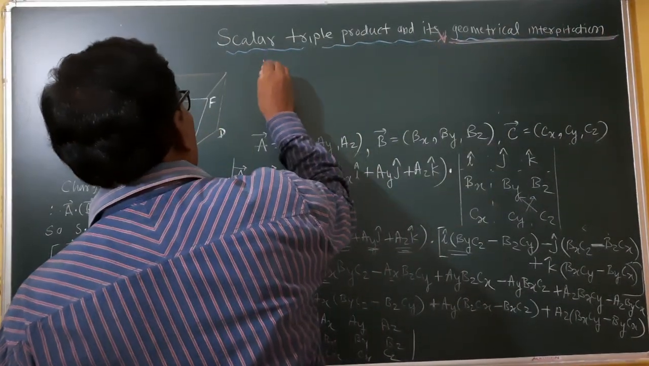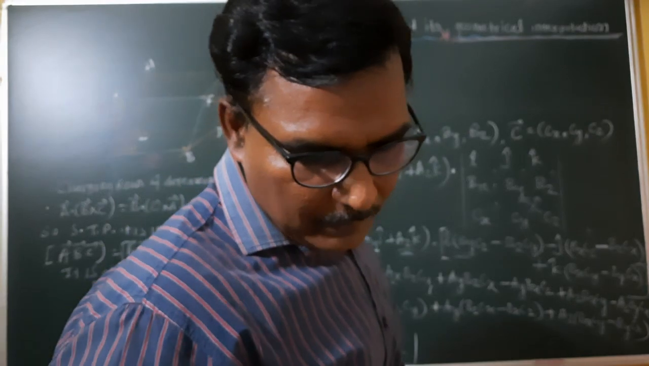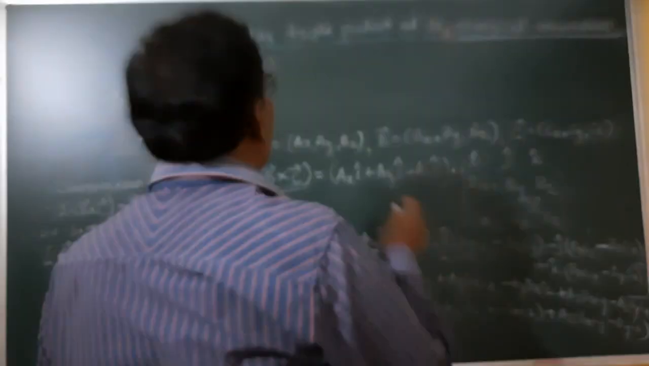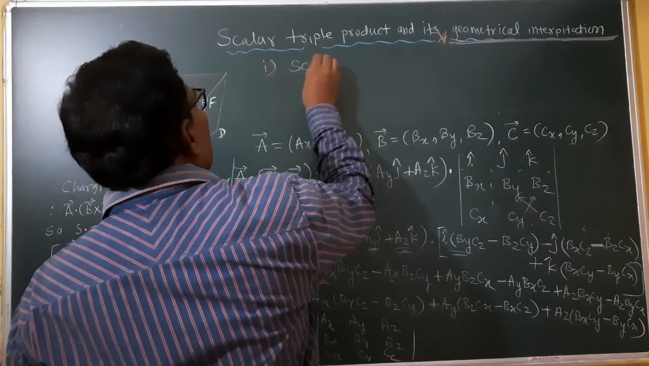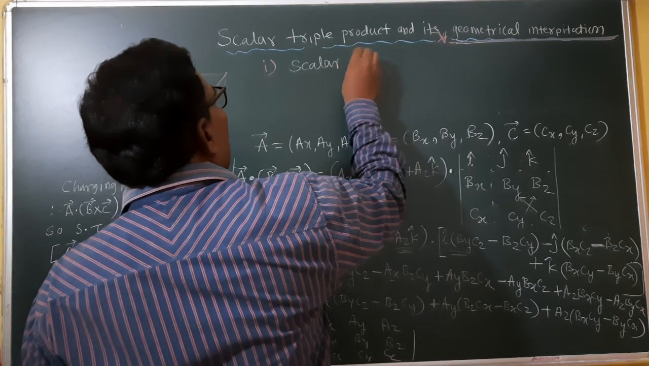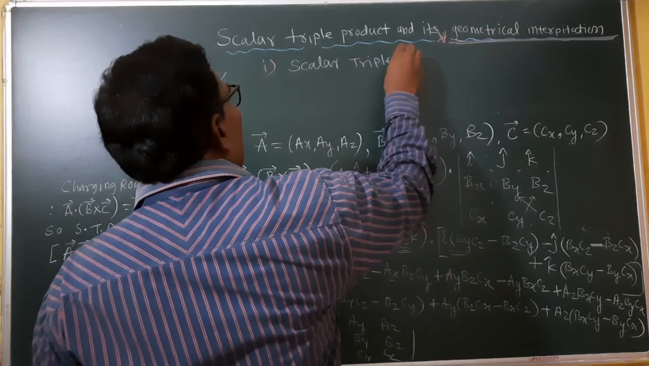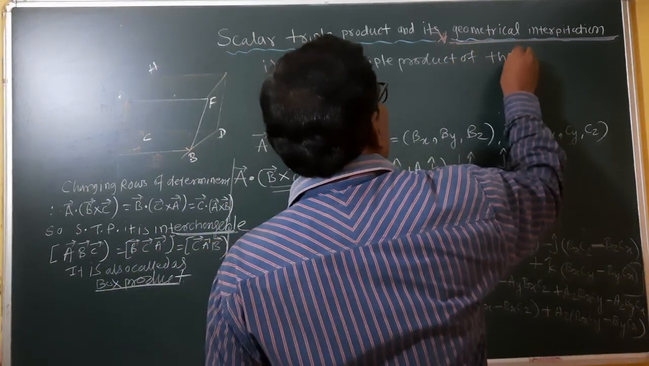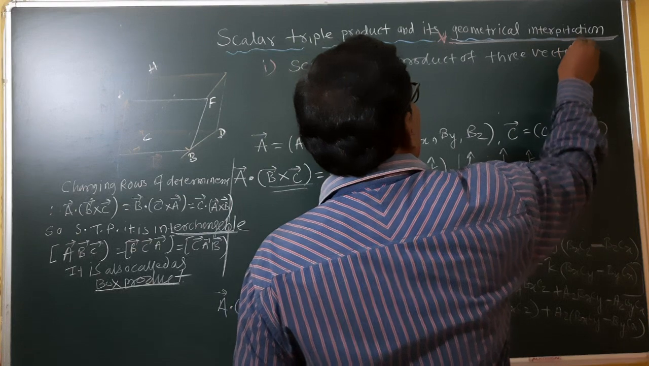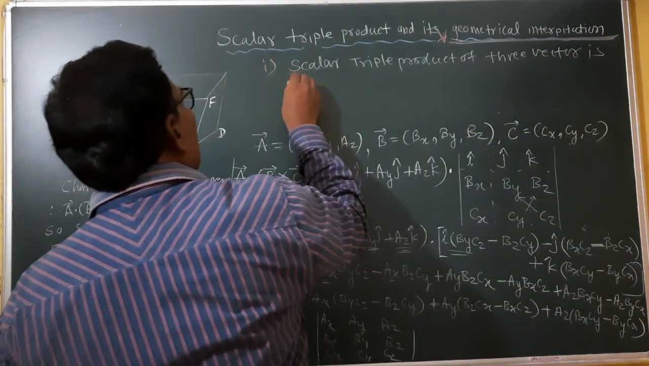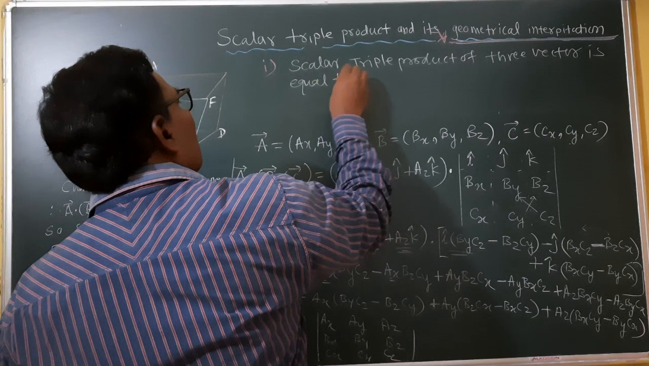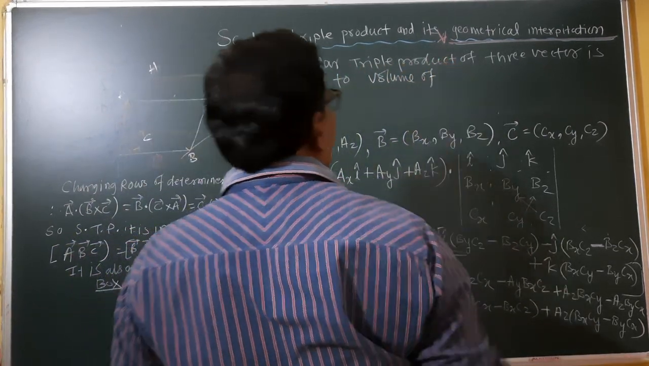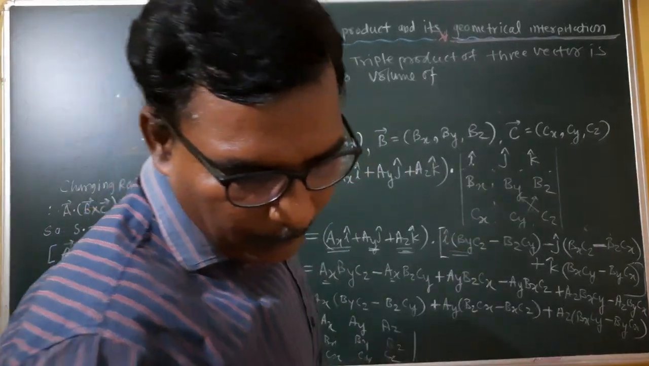The first point is important here: the scalar triple product of three vectors is equal to the volume of a parallelepiped.